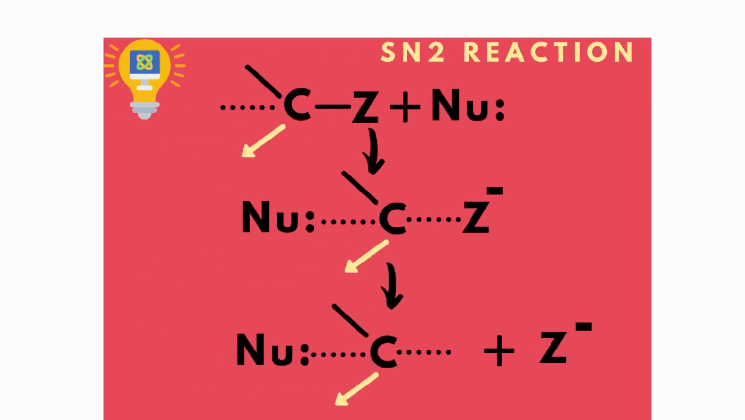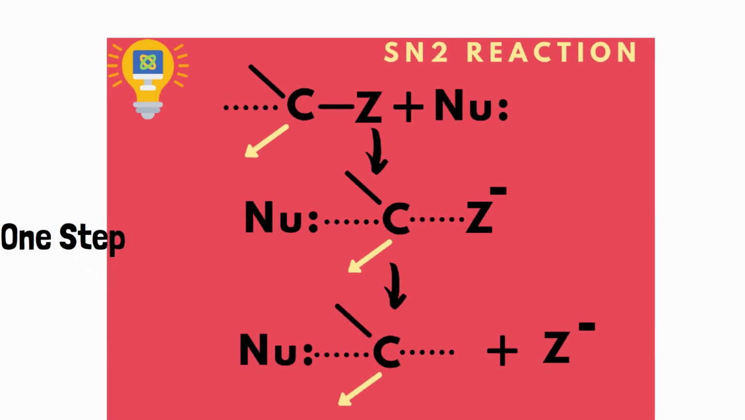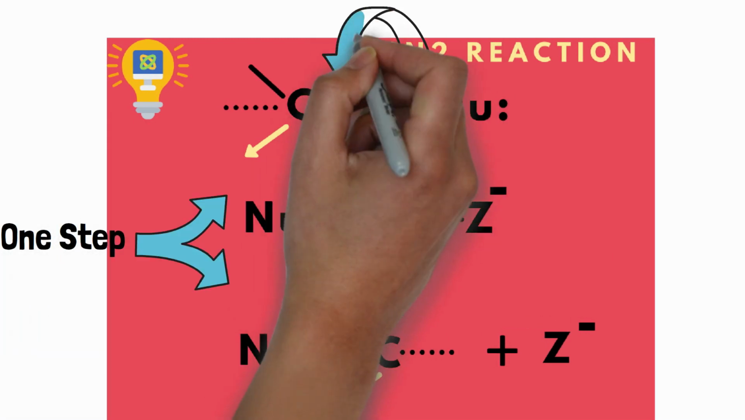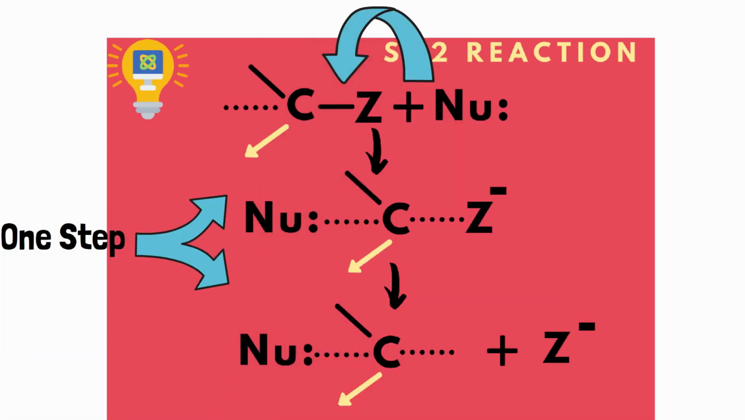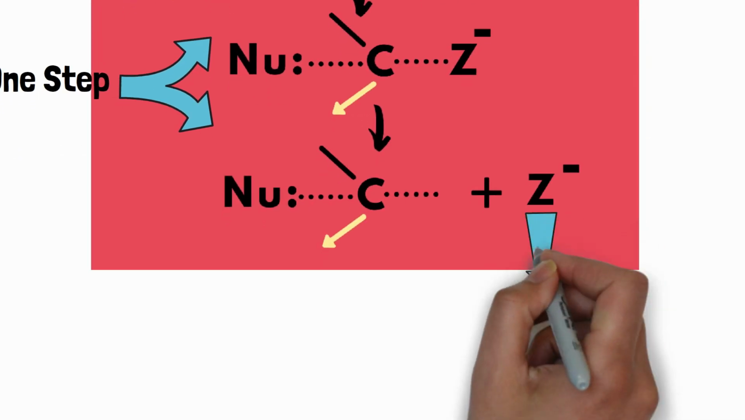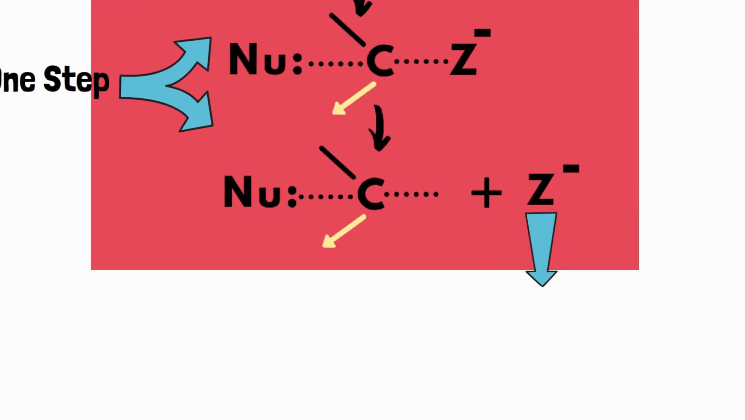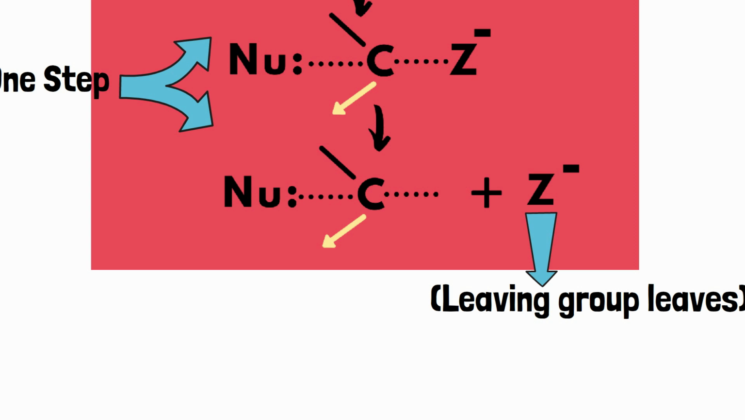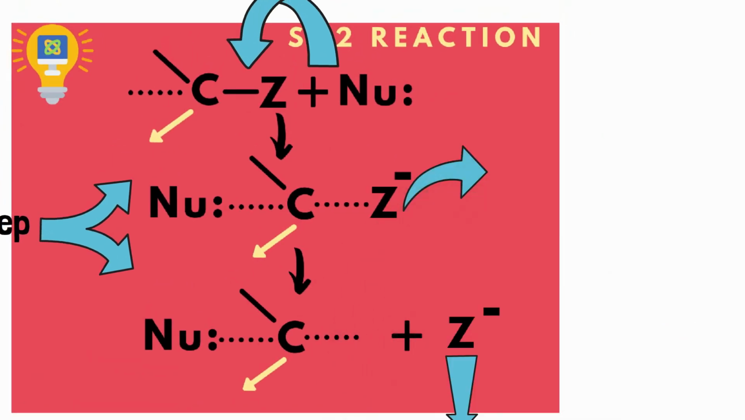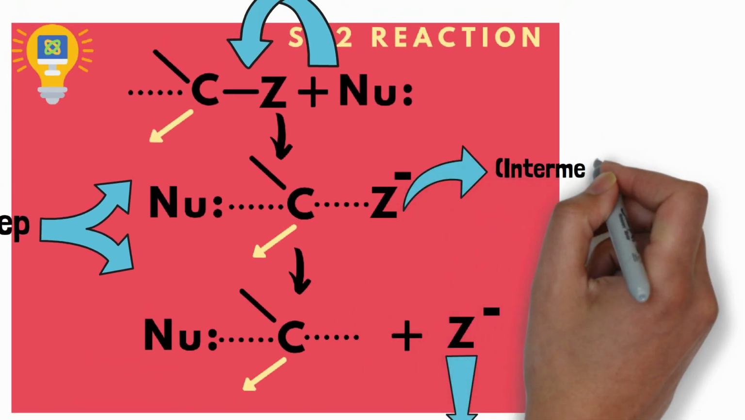On the other hand, only one step is involved in the SN2 mechanism. So, we can say that the mechanism here is concerted. The nucleophile attacks the carbon atom from the opposite side of the leaving group and simultaneously, the leaving group leaves. However, an intermediate complex is formed in case of SN2 reactions.